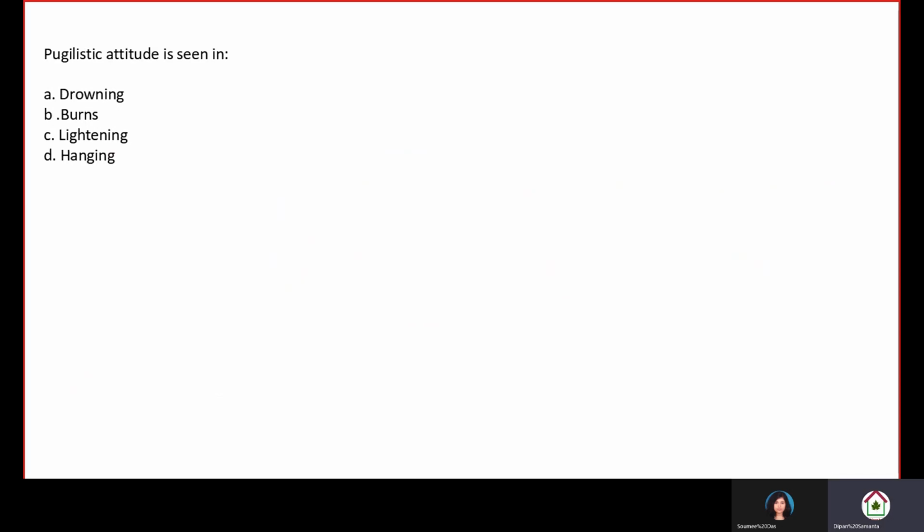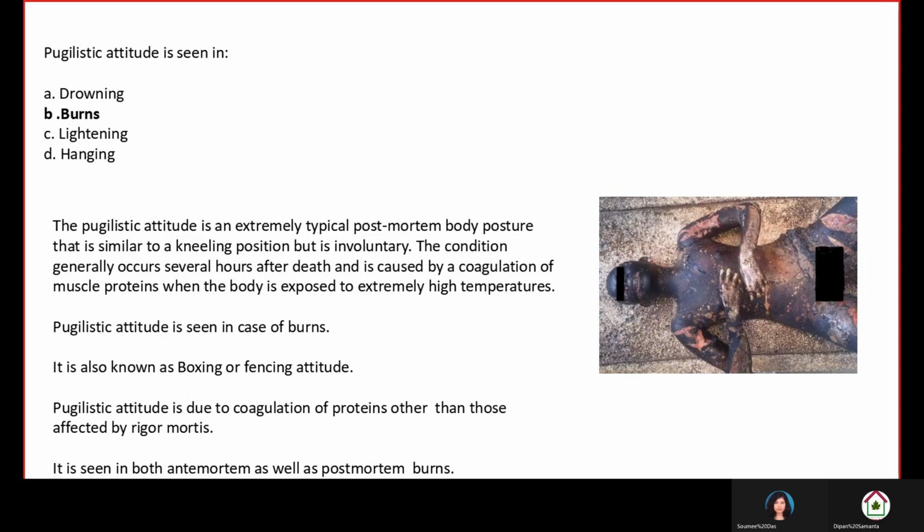Next, pugilistic attitude is seen in drowning, burns, lightning, and hanging. So the answer will be burns. This is a typical pugilistic attitude. Attitude means the pose of the body, the typical posture of the body.